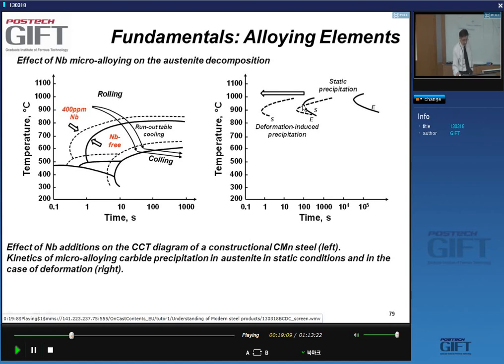However, if I now have not recrystallized austenite, but deformed austenite, I see an acceleration of the precipitation. So now these two C curves, instead of starting at 100 seconds, start at 1 second or less. And what is more, precipitation is terminated after a few tens of seconds. So deformation has a very big impact on the precipitation of the niobium carbide and a big effect on the formation of ferrite. Okay.